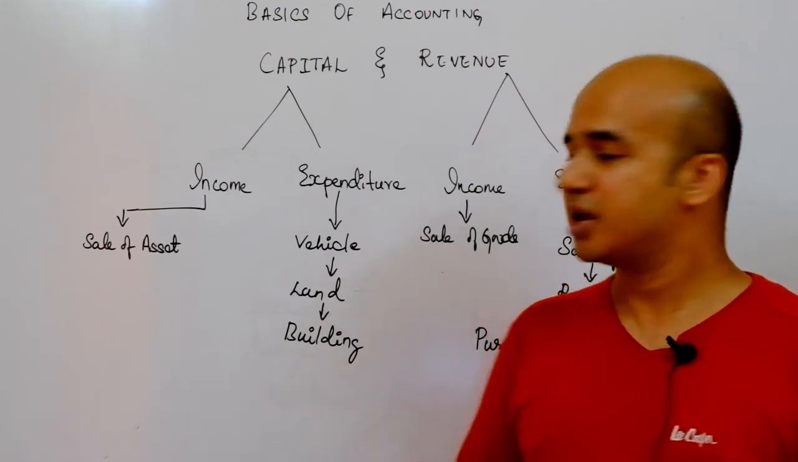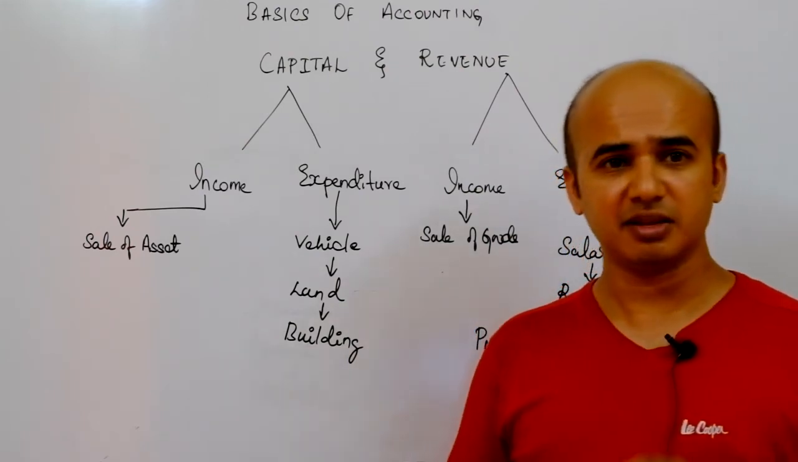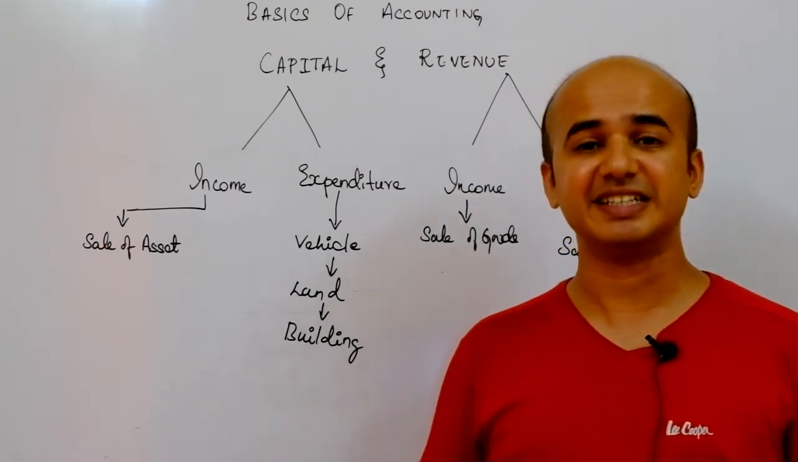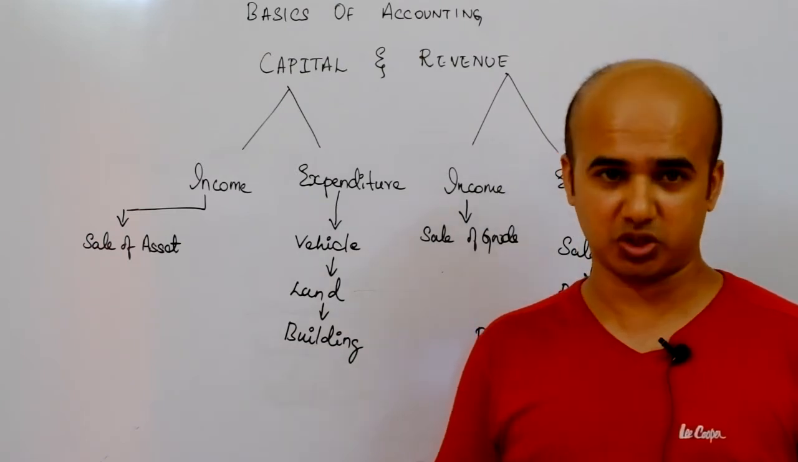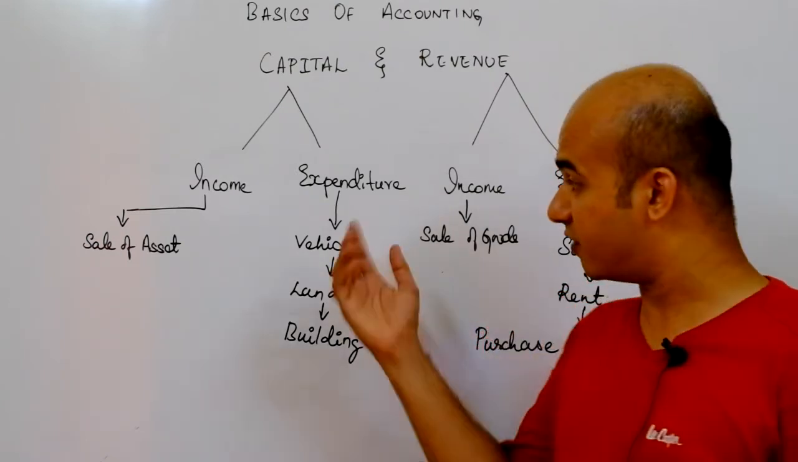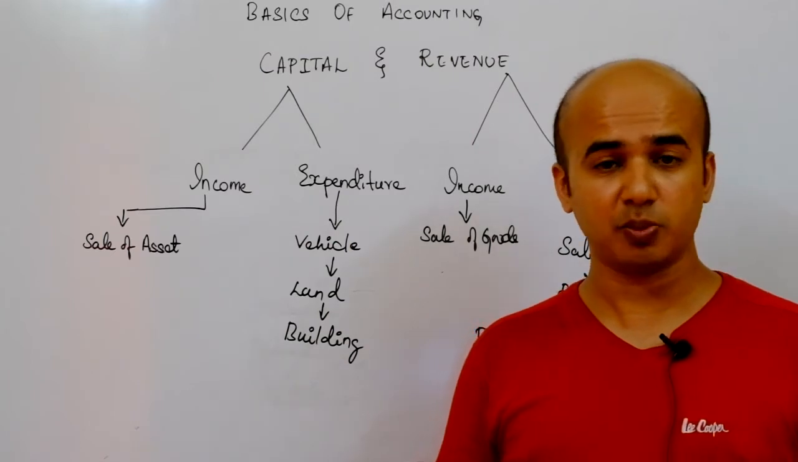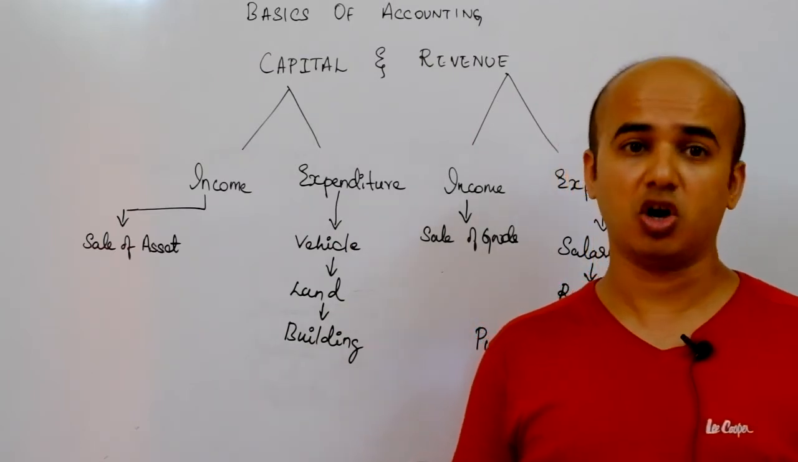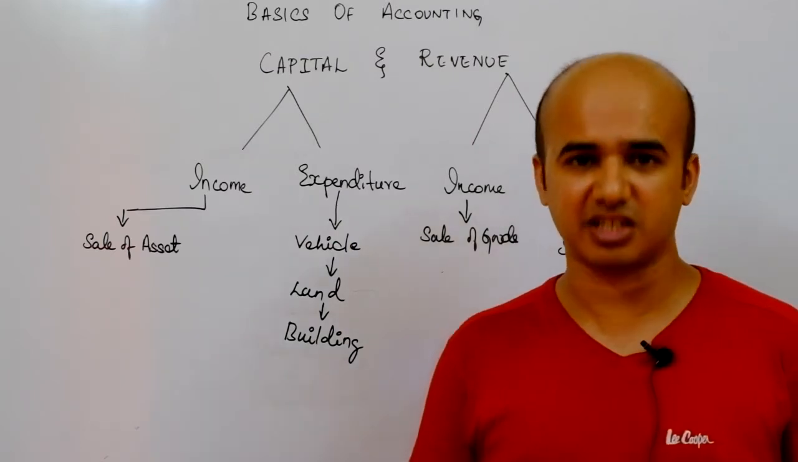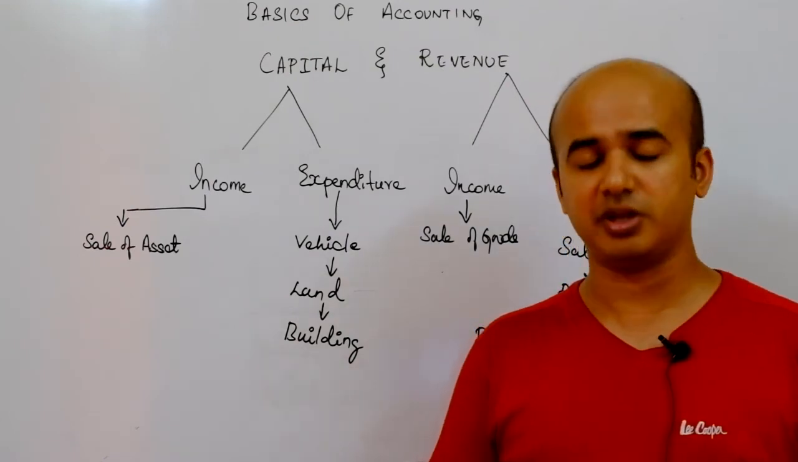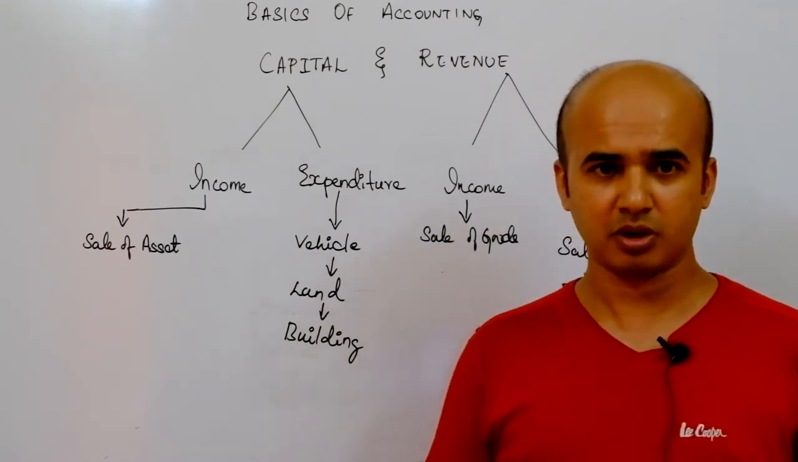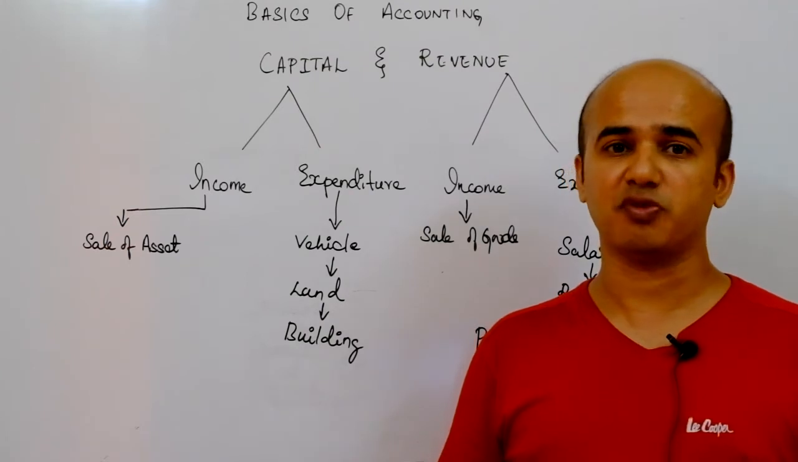For example, by purchasing machinery, the business will be able to increase its income by producing more goods. Likewise, by purchasing a vehicle, the business will be able to perhaps reduce its cost or may be able to provide better services in a much easier or much more cost-effective manner. It is an investment for the future.